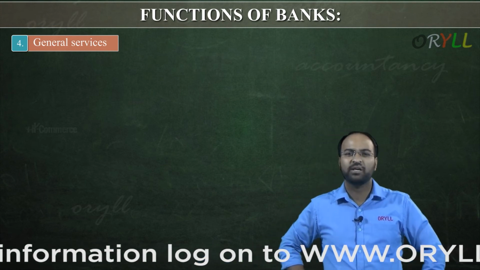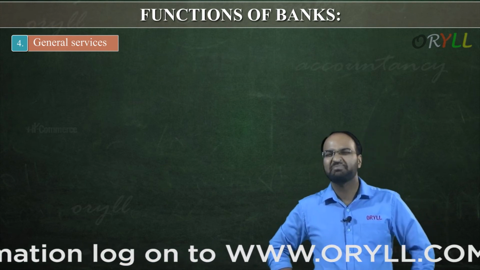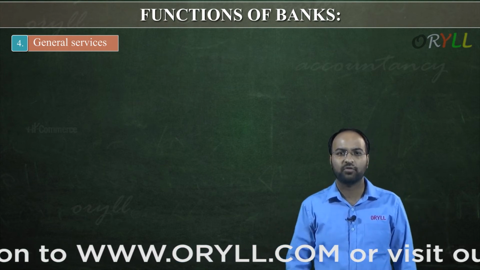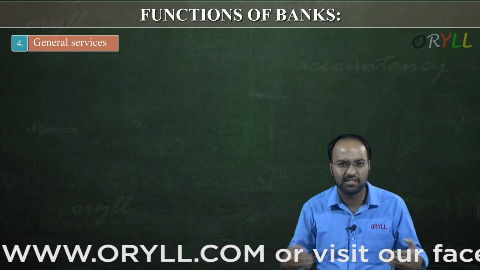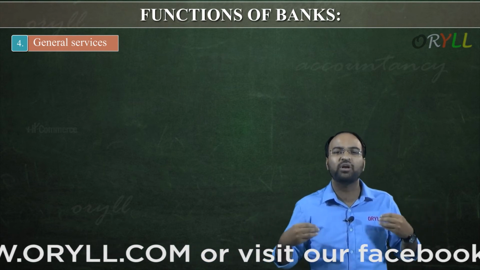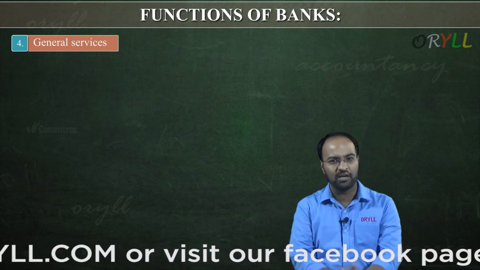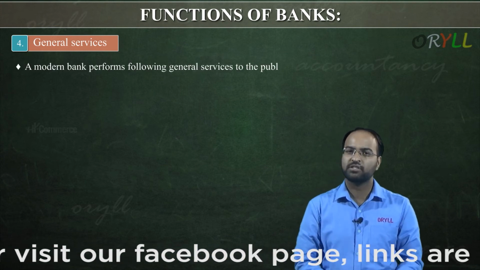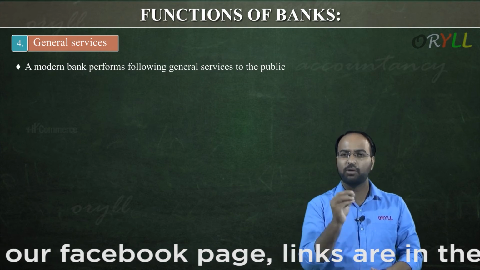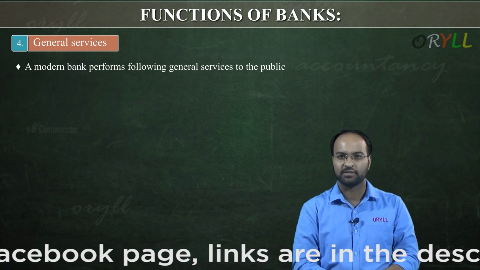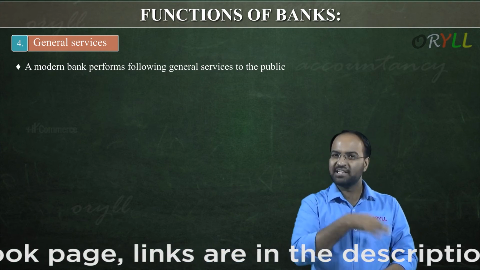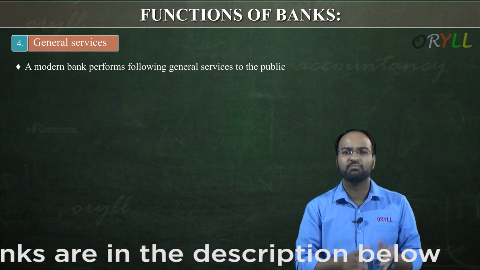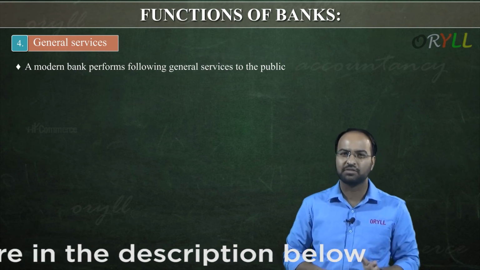But nowadays, what happened here, banks said, we are having good business but still we want to expand some more business. Got it? So apart from the agency services, they also started certain more services in the form of general services. So modern banks perform the following general services to the public. Nothing but on behalf of the public, they will perform general services. See, you can call it agency services also, but here we are calling them separately as general services. Why? Because banks generally are providing all the services now.